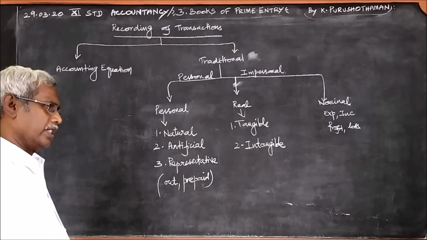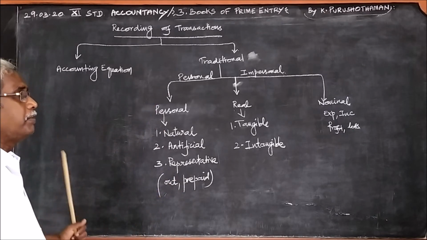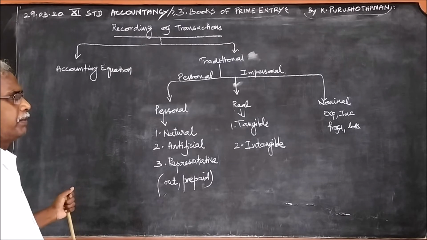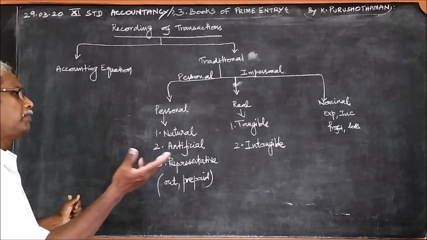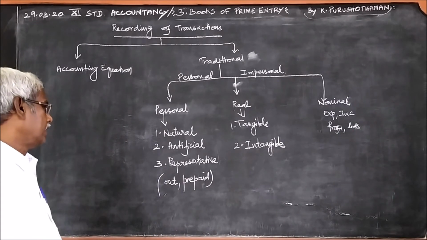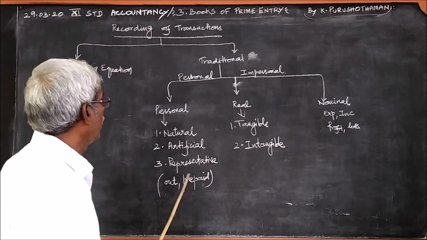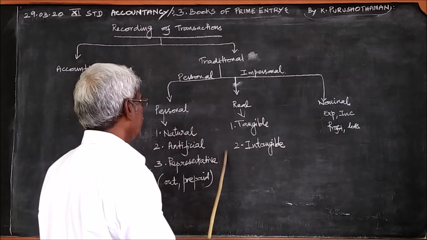Then the third one is, just now I said, if the expenses have not yet been paid, it is called outstanding expense. If the expenses for the future have been paid already, it is called the prepaid expenses. Therefore, these outstanding expenses and the prepaid expenses are called representative personal accounts. These are the three personal accounts.